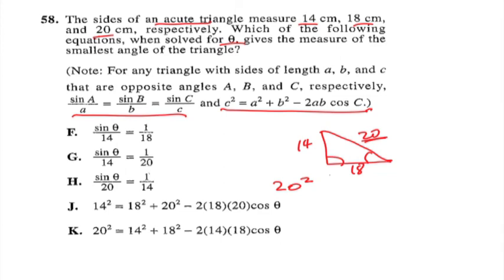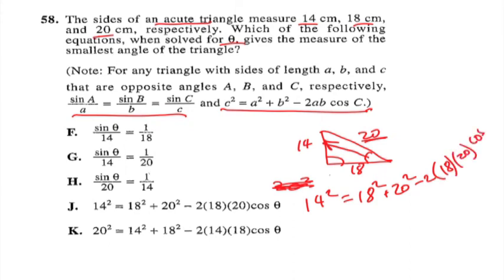This is the 14, so it's going to be 14 squared. Is equal to, it's going to be the angle across from that, the short side, is going to equal 18 squared plus 20 squared minus 2 times 18 times 20 times cosine of the theta that we're looking for. And that would give us the angle and make the answer J on number 58.